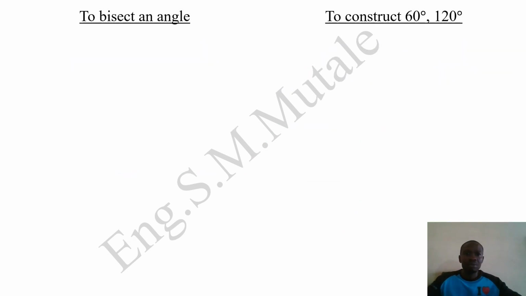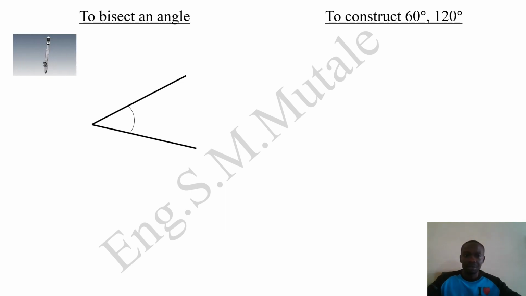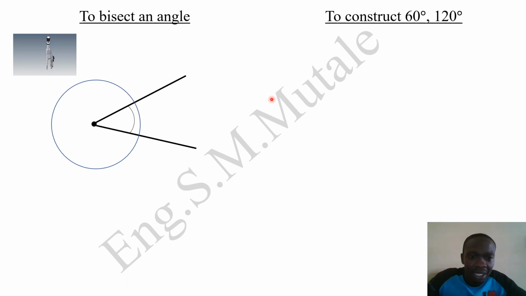Then how to bisect an angle. You can be given an angle, let's say 30 degrees or 40, and you want to bisect it, you want to cut it in half. Given an angle like this one, of course we're going to be using a compass. You stand at a point, which is that one there, open your compass to any radius, strike that, you have that circle, and then you come to the points where this circle is cutting these bases.